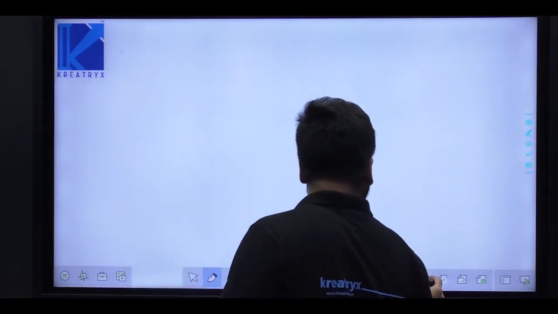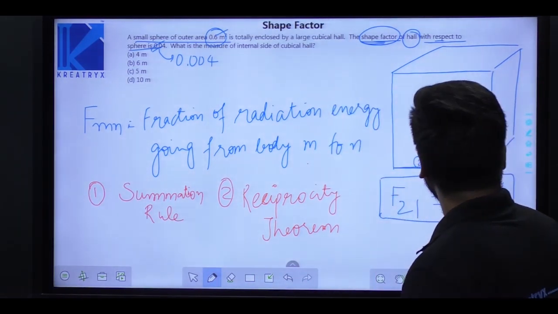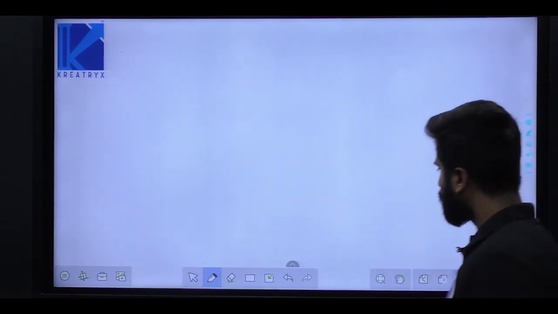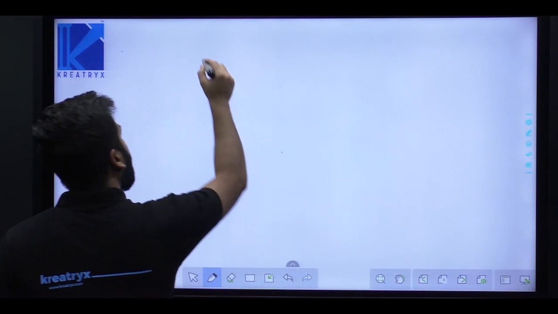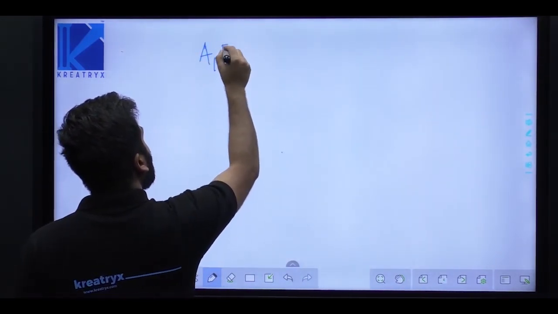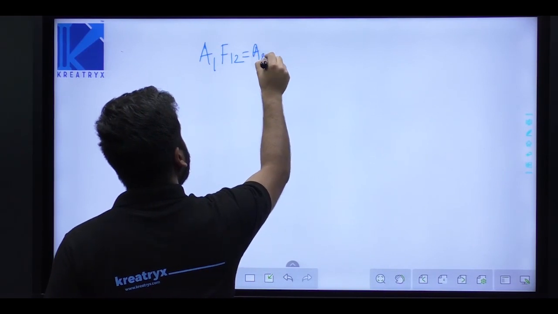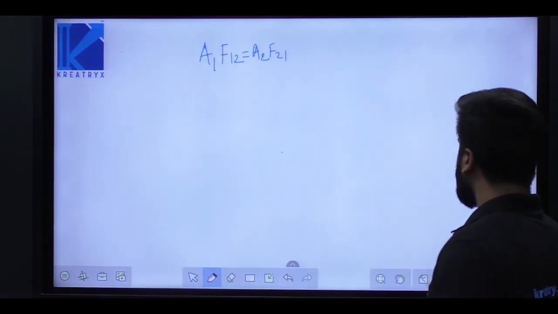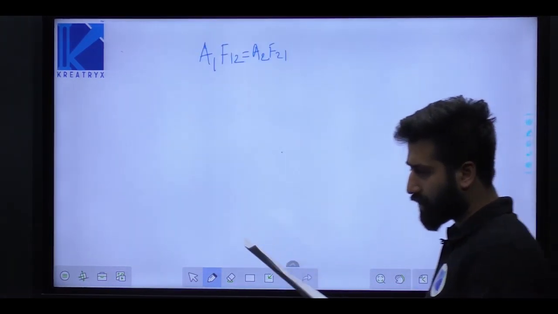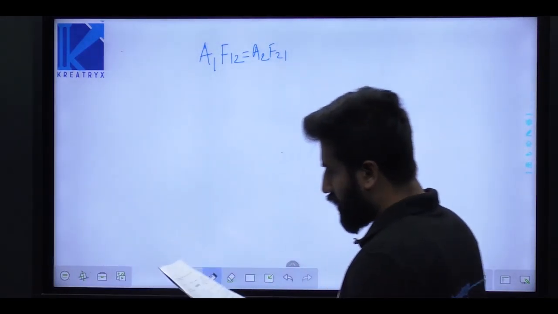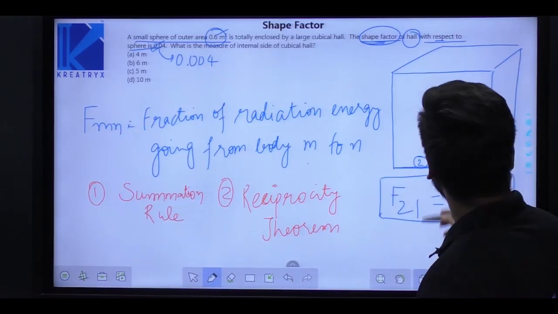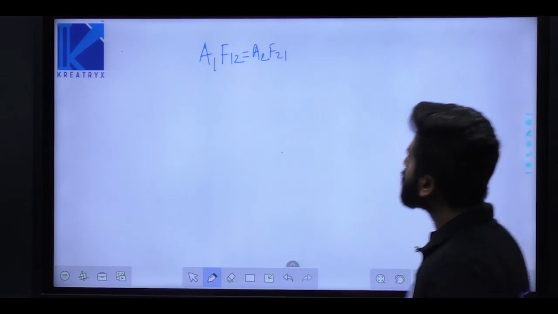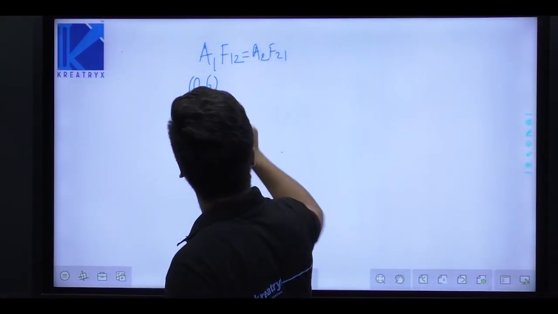So now let us solve the question. F21 is 0.004. Let us apply the reciprocity theorem: A1 F12 is equal to A2 F21. What is A1? I am directly seeing the data from here. Since 1 is the sphere, A1 is the surface area of the sphere, that is 0.6 meter square.